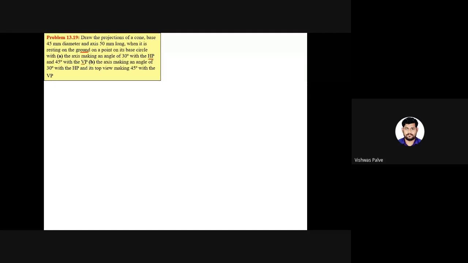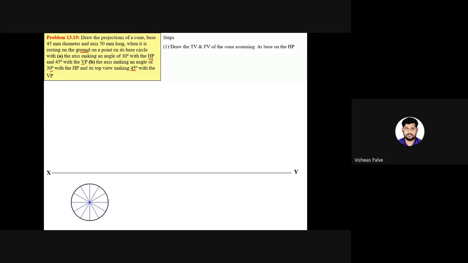This is the case 1. The axis make an angle 30 degree with HP and top view of axis make 45 degree with VP. So there are two cases here which we are going to solve one by one. Let us see case 1 and case 2. So first of all, in stage 1, whether the object is going to rest on horizontal plane or vertical plane, how to identify? So draw its top view and front view. So first draw XY line. Okay. So the object is going to rest on horizontal plane because it is said that it is resting on ground on one of its point on a base circle.